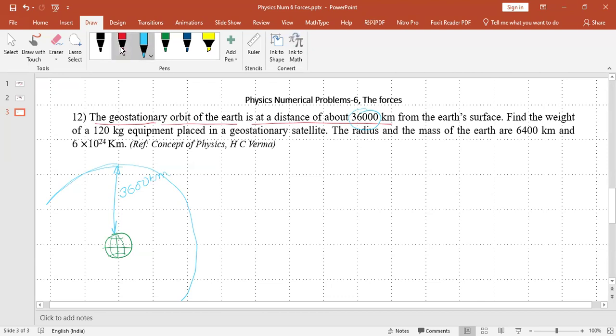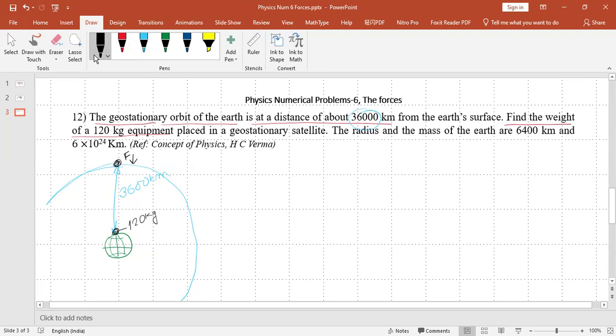And the question asks, find the weight of a 120 kg equipment. Now, this 120 kg is when the body was here, its weight is 120 kg. The question is, find the weight of this 120 kg equipment placed at the geostationary orbit when it is here. Then what is its weight? That means what is the force on it downward by the Earth?